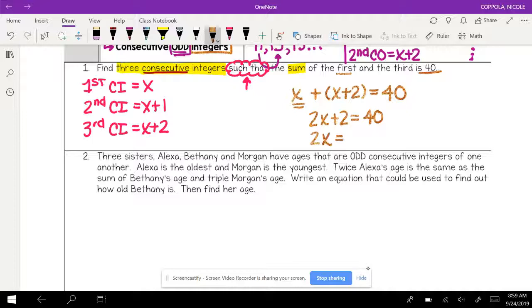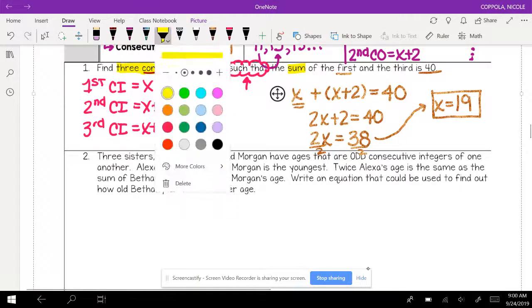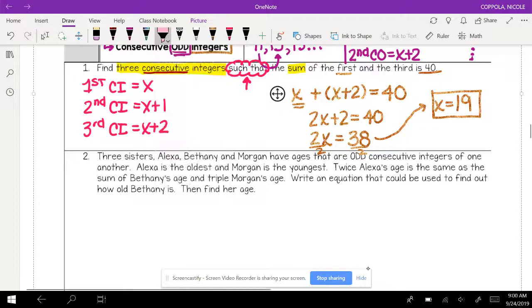Subtracting 2 from both sides, we have 2x equals 38, right? And so when I divide both sides by 2, I've got x is equal to 19. Okay, so I'm done, right? No. And here is why. Because it told us to find all 3 consecutive integers, and I only found the first.